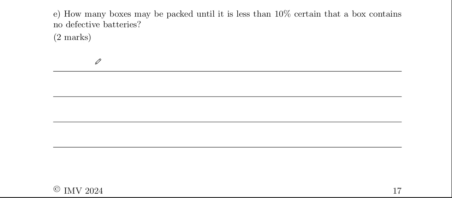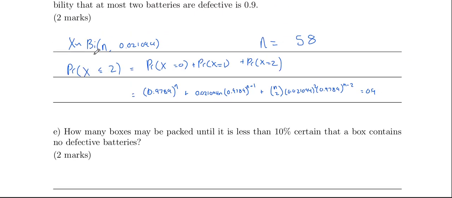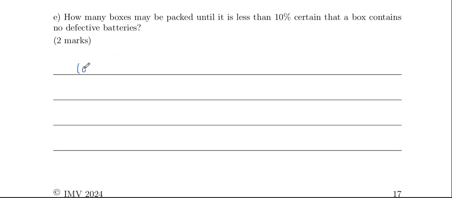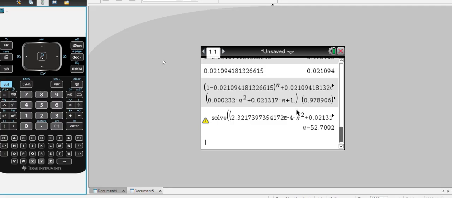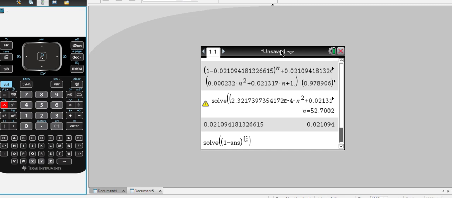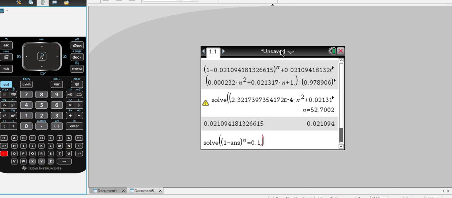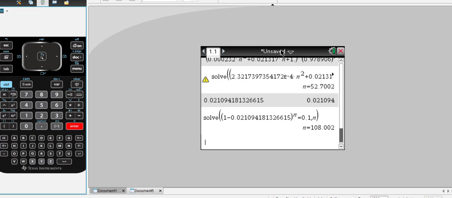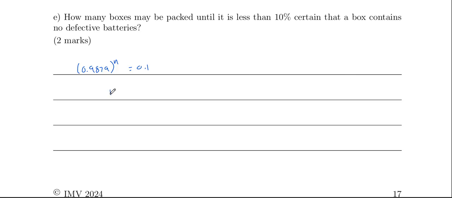Okay, so no defective batteries means 1 minus this, 0.9879 to the power of n is equal to 0.1. So let's once again copy this, solve 1 minus n's to the power of n is equal to 0.1. So 108 boxes may be packed. 108 boxes may be packed until it is less than 10% certain.